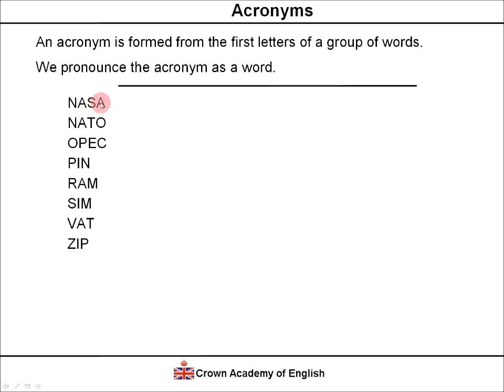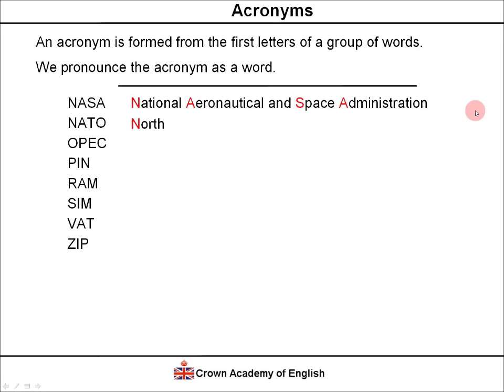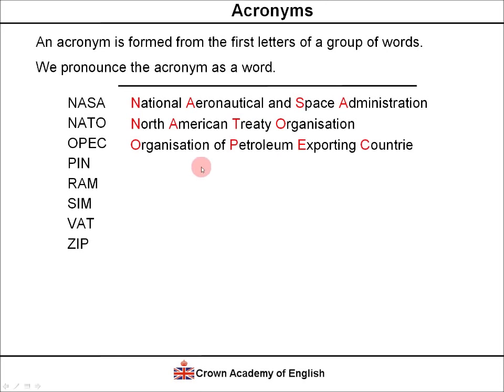We do not say N-A-S-A. We do not say N-A-T-O. No, we say NASA and NATO. We pronounce the acronym as a word. So this means the National Aeronautics and Space Administration, and the North Atlantic Treaty Organization. I advise you to look in the dictionary to really understand what these organizations are.